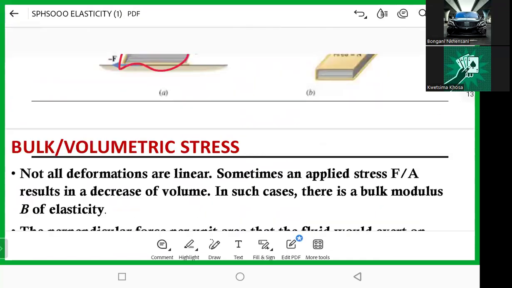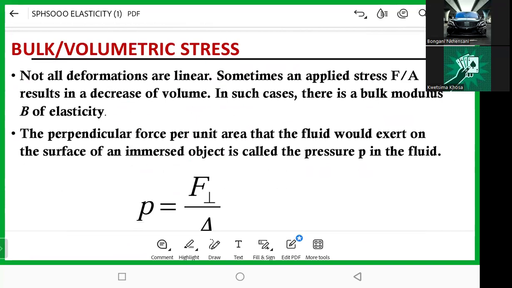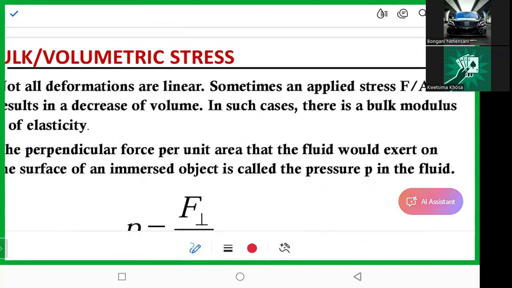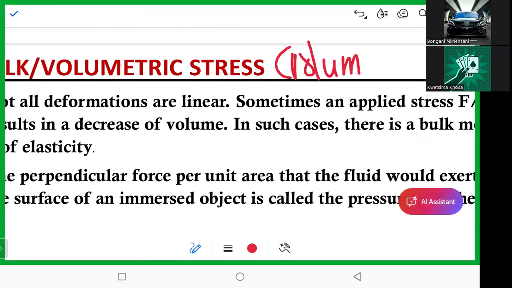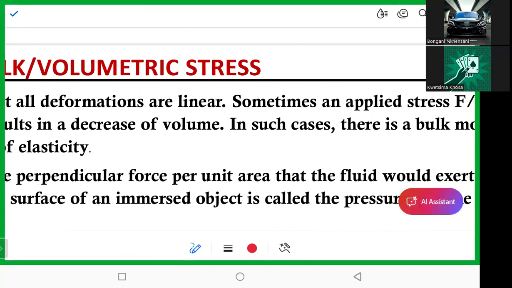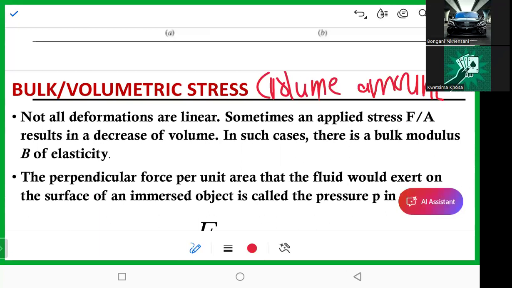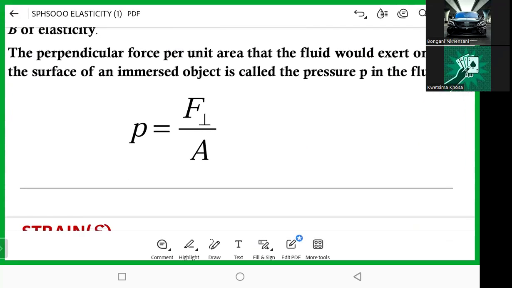So now go to bulk stress. This one affects, by checking how much the object is undergoing, how much the volume of our object is changing. So with volumetric stress, we're focusing on the volume amount. How much is the volume being affected? You can see the rate at which the volume is being reduced. So that's what we're checking.